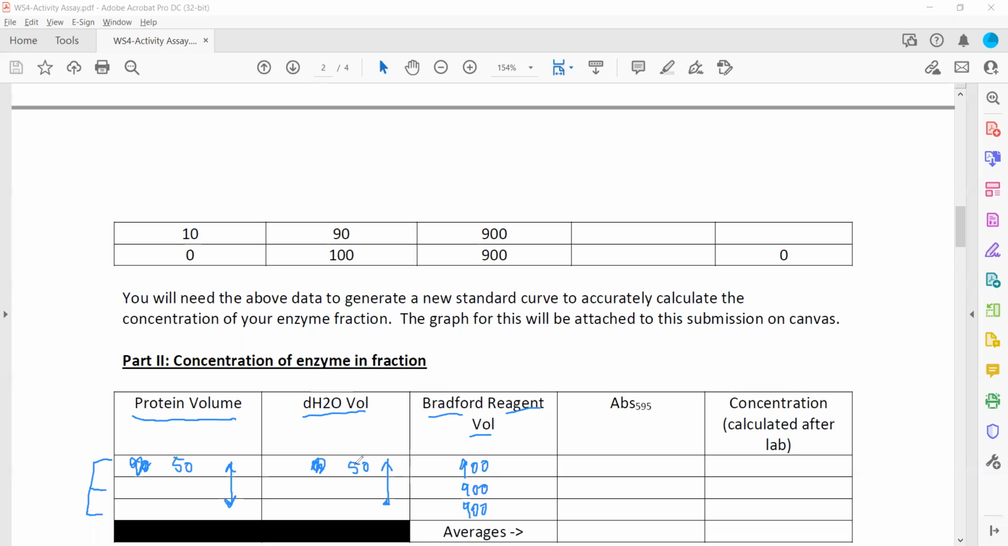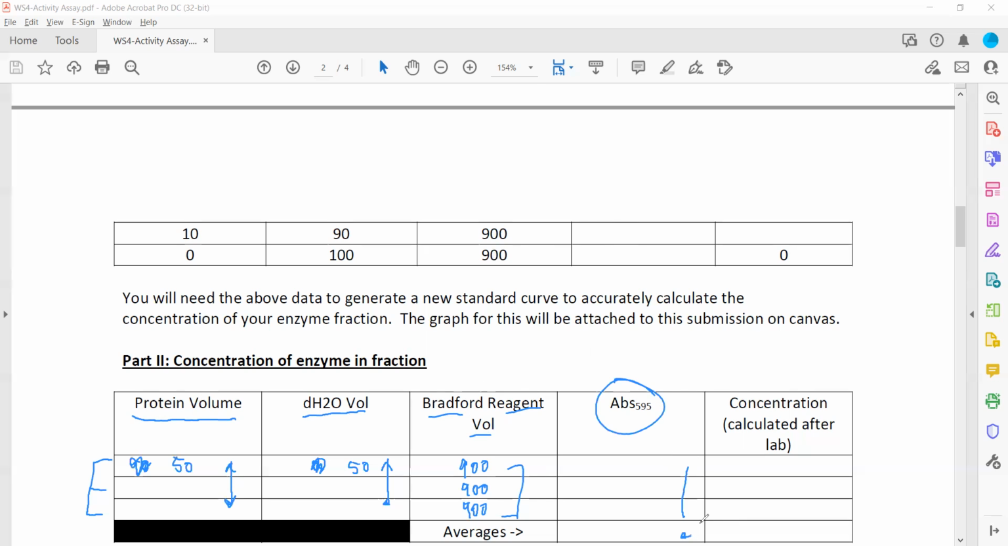You want to make sure that you have a total volume of 1,000 microliters or 1 milliliter, and you want to make sure that your Bradford reagent volume is fixed, because then you can say with a high level of confidence that the results from my enzyme fraction analysis are comparable to the results from my standard curve development. So you'll get the absorbance at 595 from these samples.